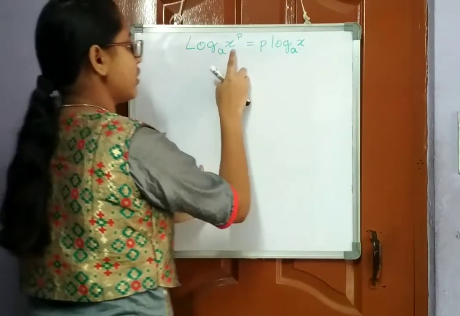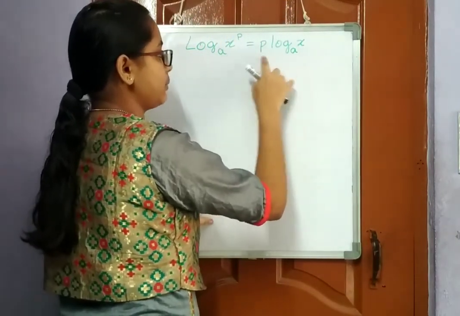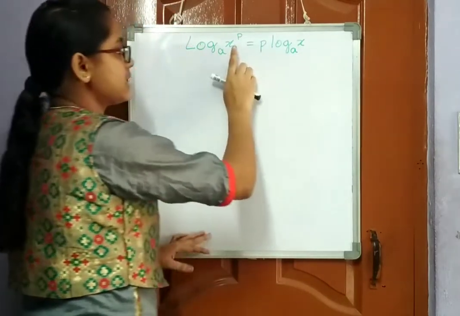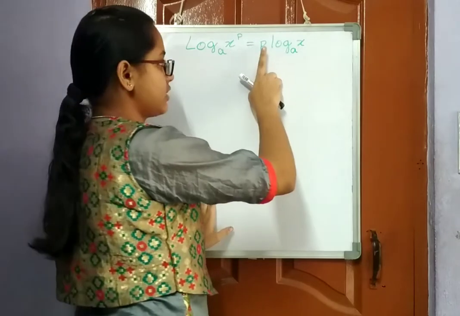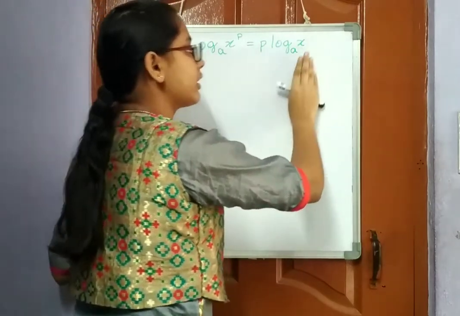Exponent rule or power rule. If the argument of a given logarithm is in the form of an exponent or power, this rule will be applicable. So let us see here. That is, log x to the power of p to the base a equals p log x to the base a. That is, if it is in the exponential form, the exponent will be converted into multiplication, that is p into log x to the base a.